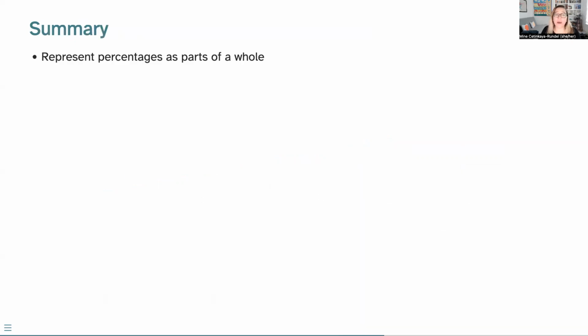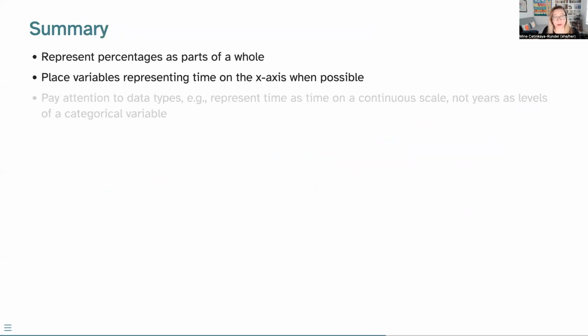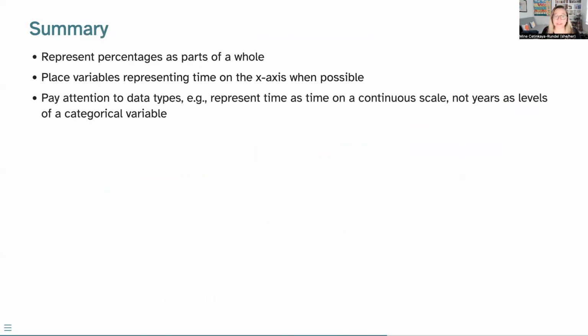So in summary, we want to represent percentages as parts of a whole. We want to place variables representing time on the x-axis when possible. We want to pay attention to data types. So we want to represent time on a continuous scale, not years as levels of a categorical variable.